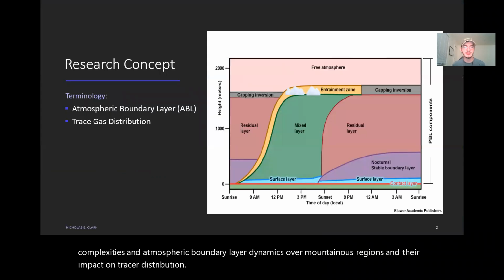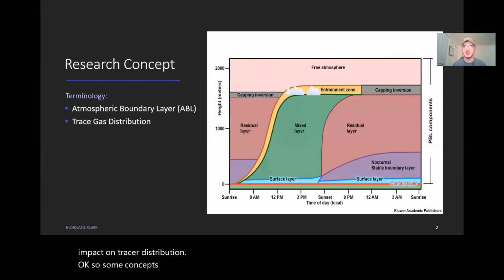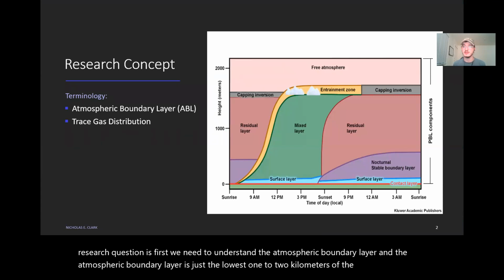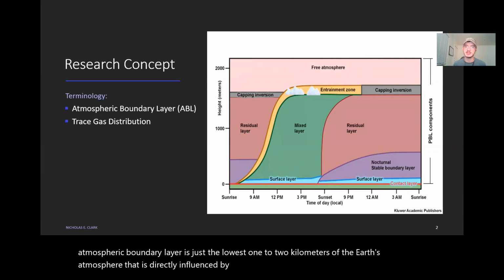Okay, so some concepts to understand this research problem and how we got to this research question: first, we need to understand the atmospheric boundary layer. The atmospheric boundary layer is just the lowest 1 to 2 kilometers of the Earth's atmosphere that is directly influenced by the Earth's surface forcings.